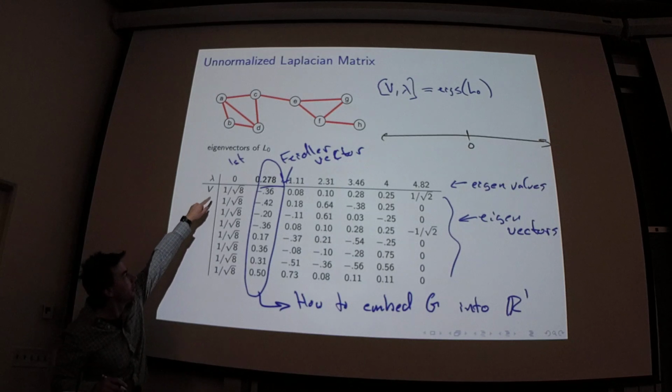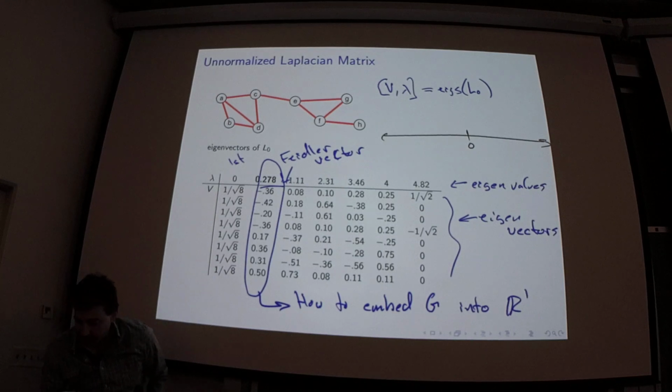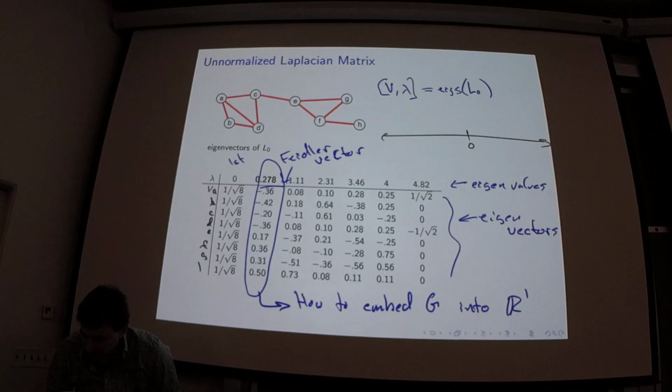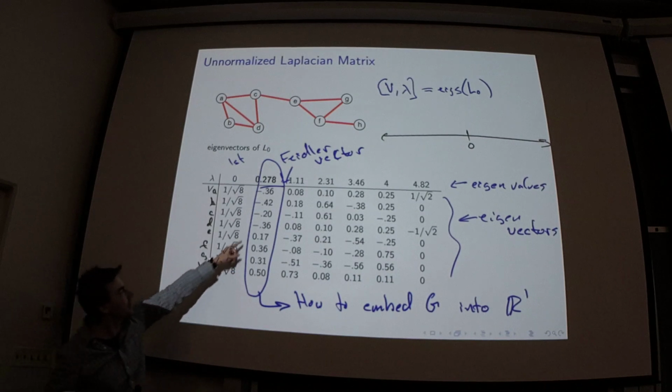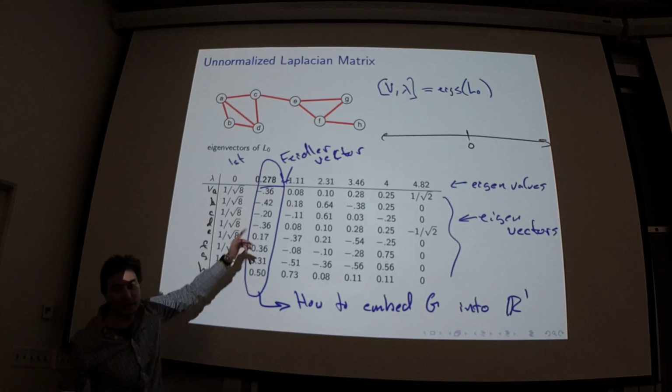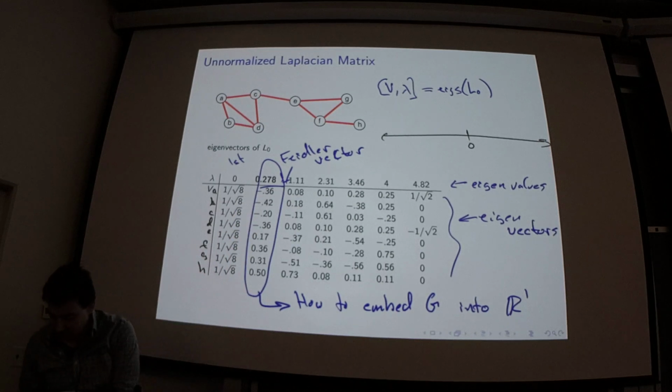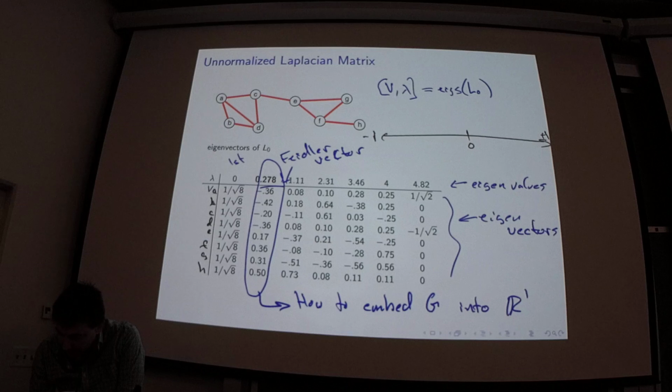And remember, these rows mean something. This corresponds with A, B, C, D, E, F, G, H. These actually correspond with the vertices, and I've basically given a one-dimensional value for each of the vertices. So I'm going to embed these on a line. Let's say this is -1 and this is +1, then let's embed these on here.